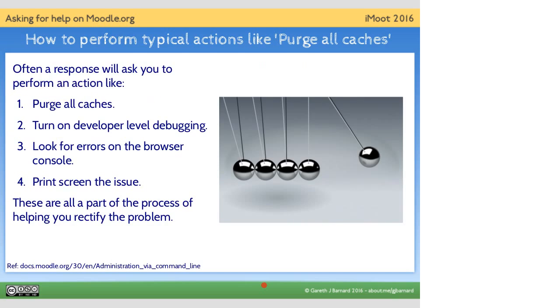Often you'll get a reply, especially on the themes forum, asking how can you do an action like purge all caches, or can you turn developer debugging on? How can you look for errors on the browser console? And of course, I had said earlier, print screen. All these sorts of actions are part of diagnosing it, and you might not know how to do it. And this is what I'm going to talk to you about. This may help you rectify the problem, or at least be a part of the diagnosis that the developers are asking you to do.